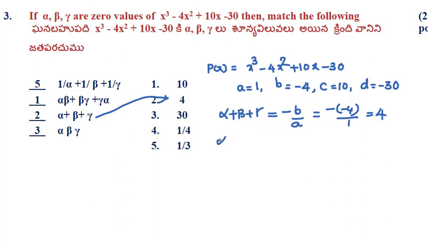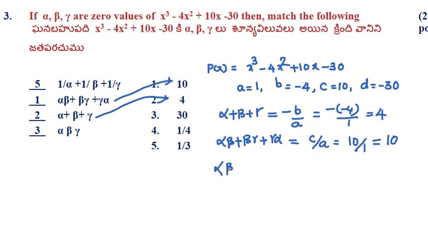Next, alpha beta plus beta gamma plus gamma alpha equals c by a, that means 10 by 1, that means 10. Next, product of zeros alpha beta gamma equals minus d by a, that equals minus of minus 30, that means 30 by 1, that equals 30.